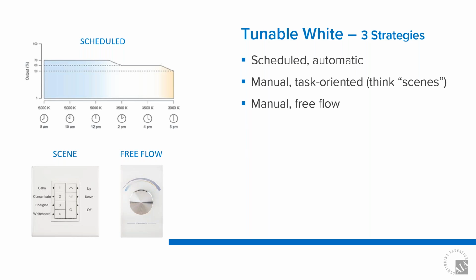You can either have it on a scheduled automatic system. You can have it on a manual system where it's task oriented. So like a conference room, you would have different scenes or open office space, or you can have it on a manual system that is just free flow. So if you think of a classroom where the teacher has complete control over what color temperature of light that they want in their space, or a personal office.